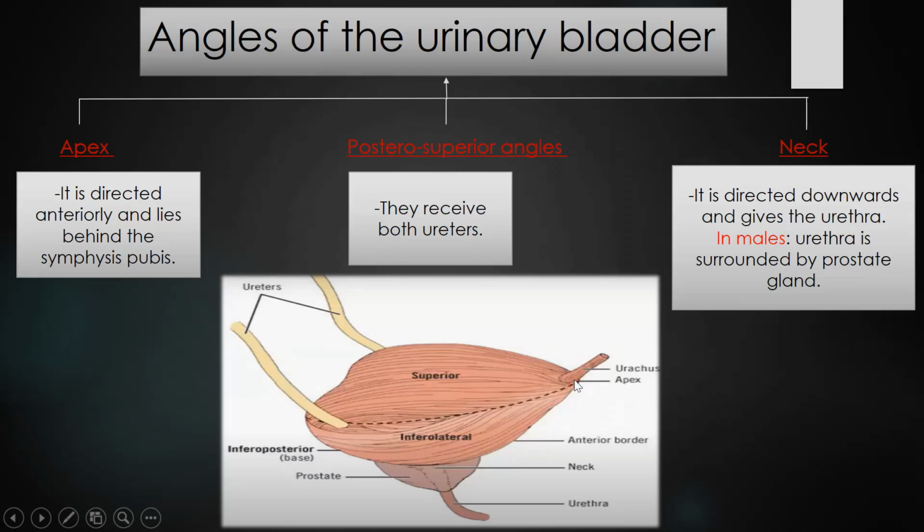Moving to the angles of urinary bladder. The most anterior part is called the apex. It lies behind the symphysis pubis. The apex is attached to a ligament called the median umbilical ligament. The posterior superior angles receive the openings of both ureters. The last angle is the neck. It's directed downwards and gives the urethra. In male, the urethra is surrounded by the prostate.